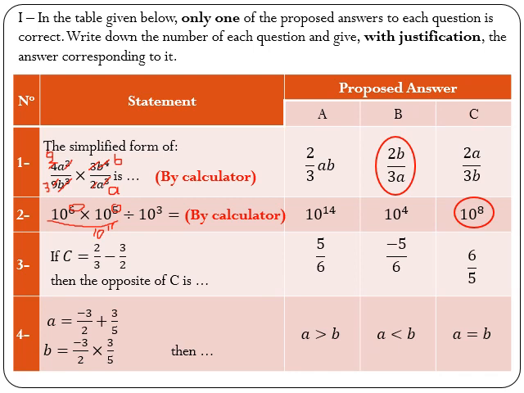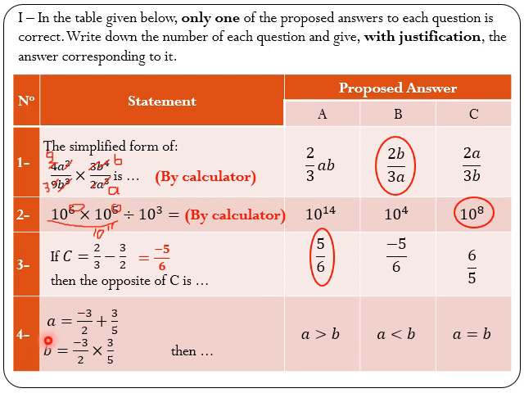Next one. If C equals 2 over 3 minus 3 over 2, then the opposite of C. Listen well, I have to find the opposite of C, but first I have to solve C. Here we have 3 and 2 as different denominators. I have to multiply both numerator and denominator by 2 in the first fraction, and in the second fraction, I have to multiply numerator and denominator by 3. It will be 4 over 6 minus 9 over 6. So the result will be minus 5 over 6. It's C. Now, what's the opposite of C? What's the opposite of minus 5 over 6? It's 5 over 6.